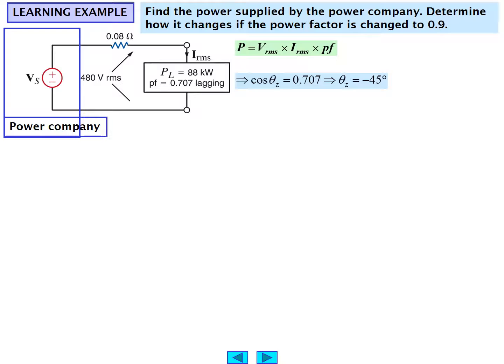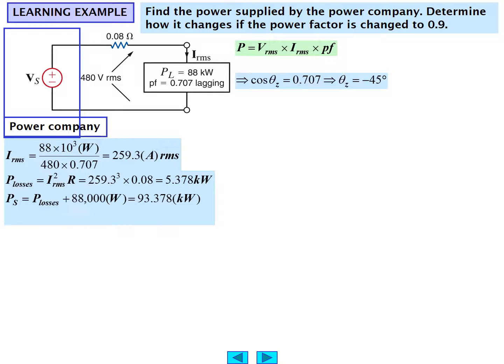P is equal to VRMS times IRMS times the power factor. We're told what the power factor is. Therefore, IRMS is 88 kilowatts, 88 times 10 to the third watts, divided by 480, which is the voltage RMS, times 0.707. So we've applied the power formula, if you will, and solved for the unknown IRMS, which gives us 259.3 amperes RMS.